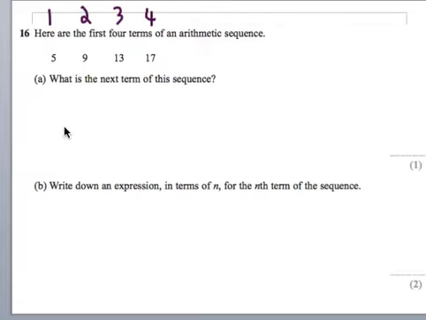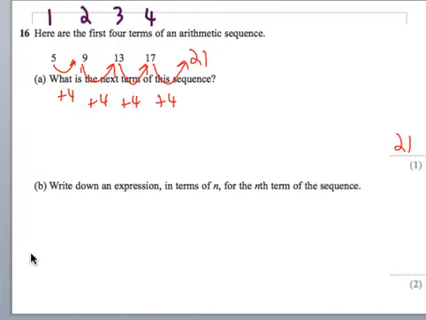In this question we're asked to work out the next term in this sequence. We will do this by simply seeing, how do I get from 5 to 9? To get from 5 to 9 I need to add 4. To get from 9 to 13 I add 4. To get from 13 to 17 I add 4. Therefore to get to my next term in the sequence I also add 4, and 17 plus 4 is going to give me 21. So I would remember to put my answer on my number line.